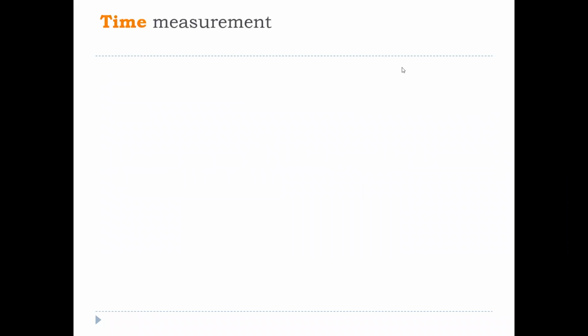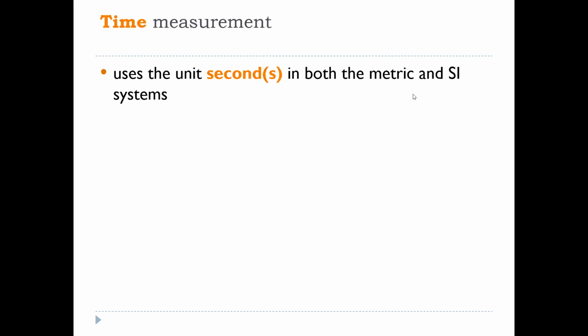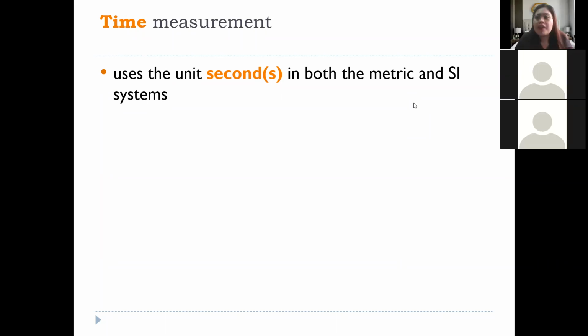So, let's continue with our time measurement. Again, the SI unit for time is seconds. However, that is also true for the metric system. It is still second. It is the same, unlike the other base quantities that have different units for the metric and the SI. When it comes to time measurement, it's the same.